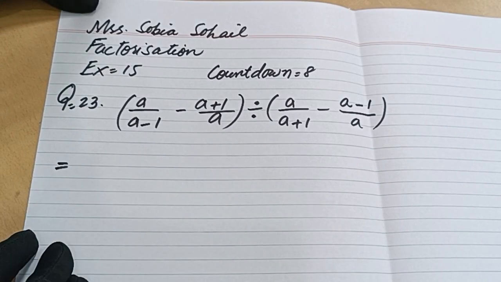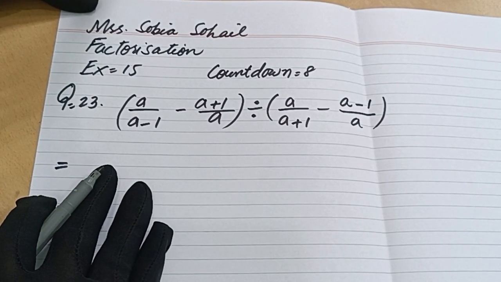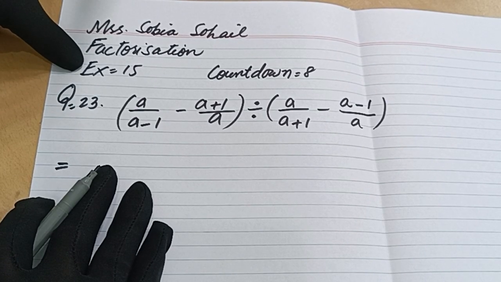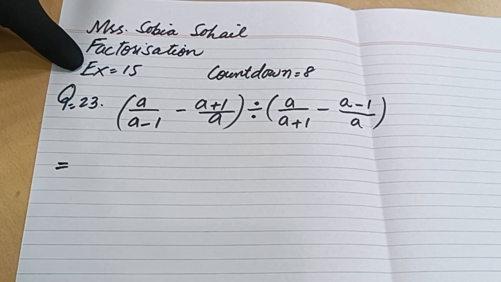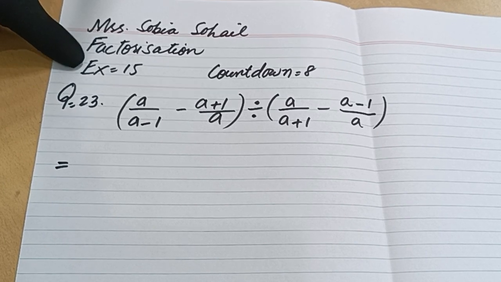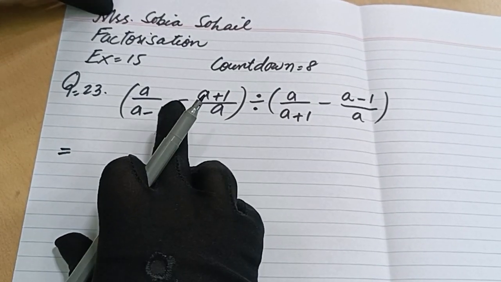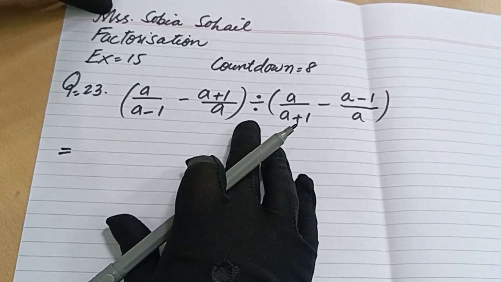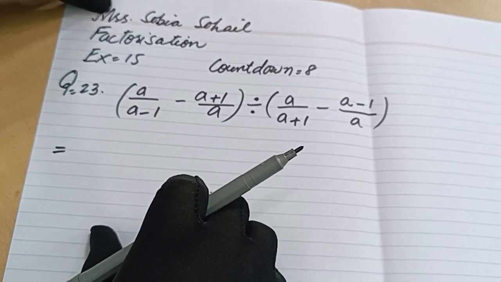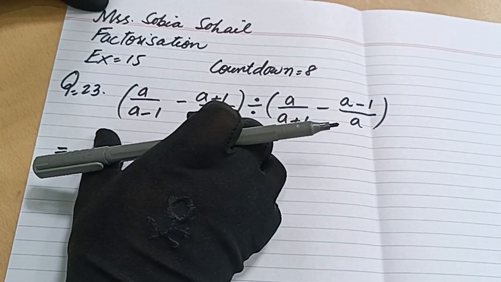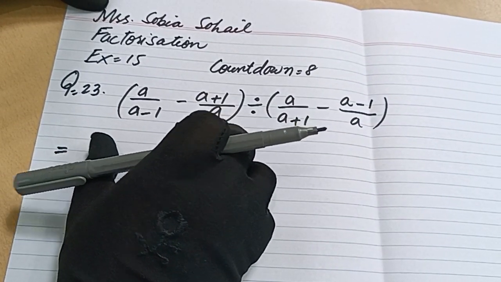Hopefully doing well. So this time again I'm going with the topic of factorization, and this is Exercise 15, countdown 8, question number 23. In this type of question, when they have given the fraction along with addition, subtraction of the fraction and the division also, our first priority is to solve the bracketed portion. Okay, solving the bracketed portion, check what is being given here.